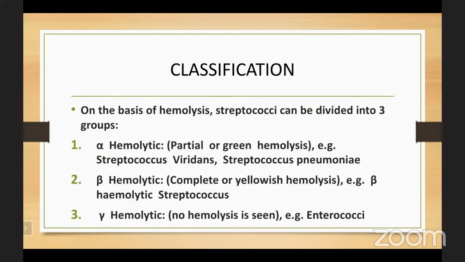Next one is the classification. On the basis of hemolysis, streptococci can be divided into three groups: alpha hemolytic, beta hemolytic, and gamma hemolytic. Alpha hemolytic is otherwise called partial or green hemolysis. Examples of alpha hemolytic are Streptococcus viridans and Streptococcus pneumoniae. Next one is the beta hemolytic. It is complete or yellowish hemolysis. Example is beta hemolytic streptococcus. Next one is the gamma hemolytic, in which no hemolysis is seen. Example of gamma hemolytic is enterococci.